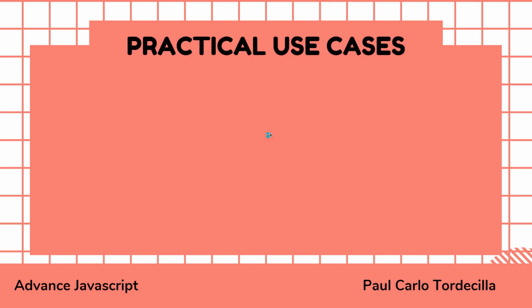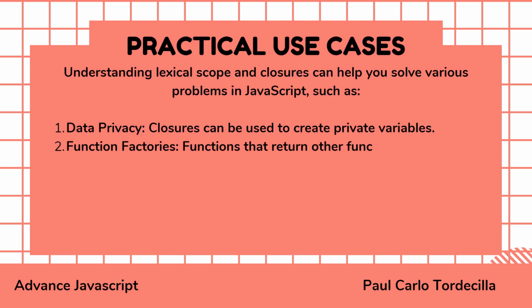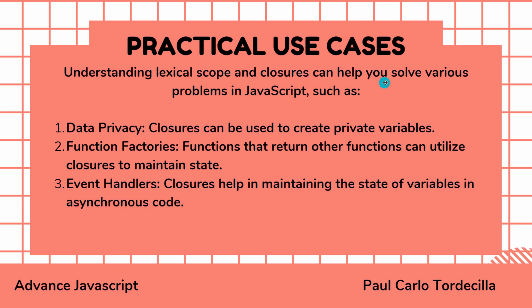Practical use cases. Understanding lexical scope and closures can help to solve various problems in JavaScript, such as data privacy. Closures can be used to create private variables. Function factories: functions that return other functions can utilize closures to maintain state. Event handlers: closures help in maintaining the state of variables in asynchronous code.